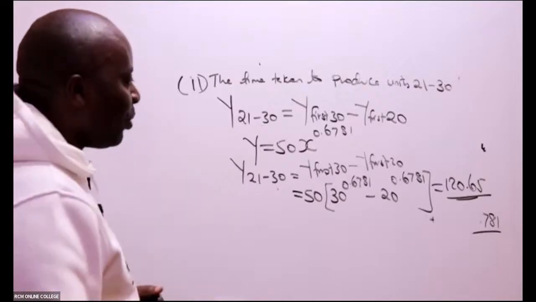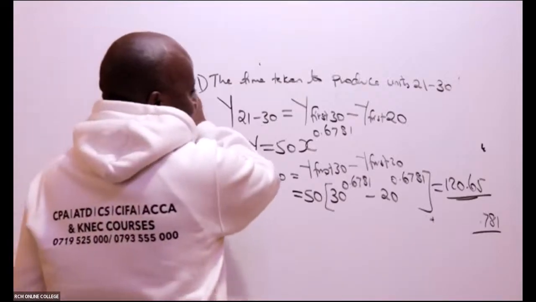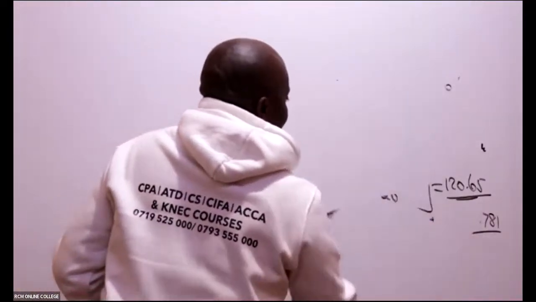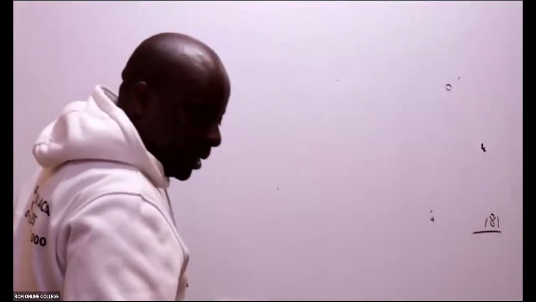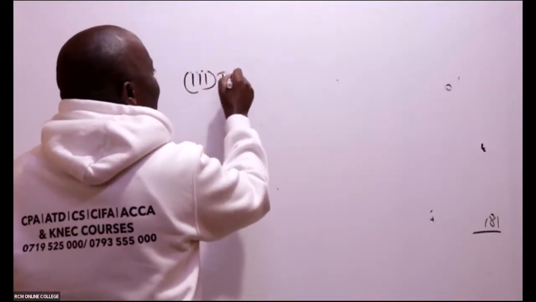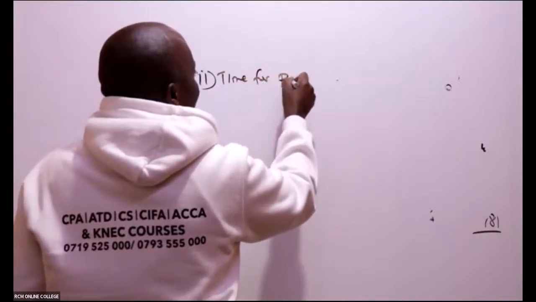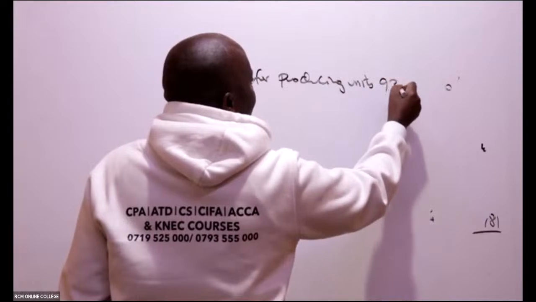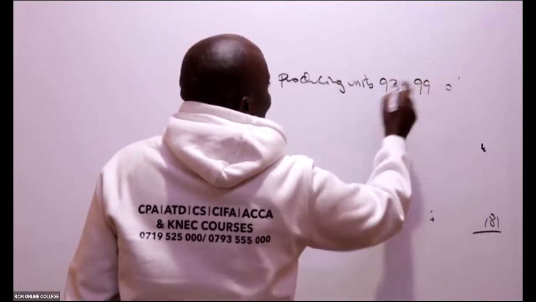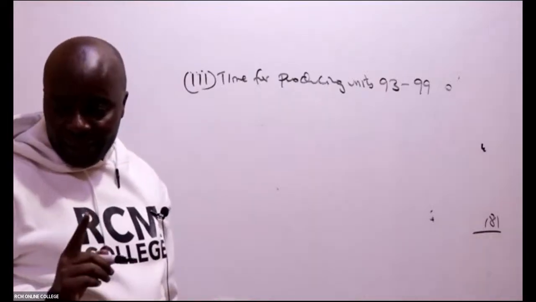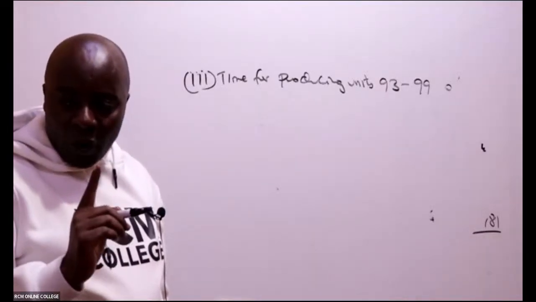So for example, assuming I can come now and rub this, yeah. If I rub this, now we are given number 3. So number 3, they want the time for producing units 93 to units 99. Could you kindly try that? Units 93 to units 99. Especially the student who was lost.